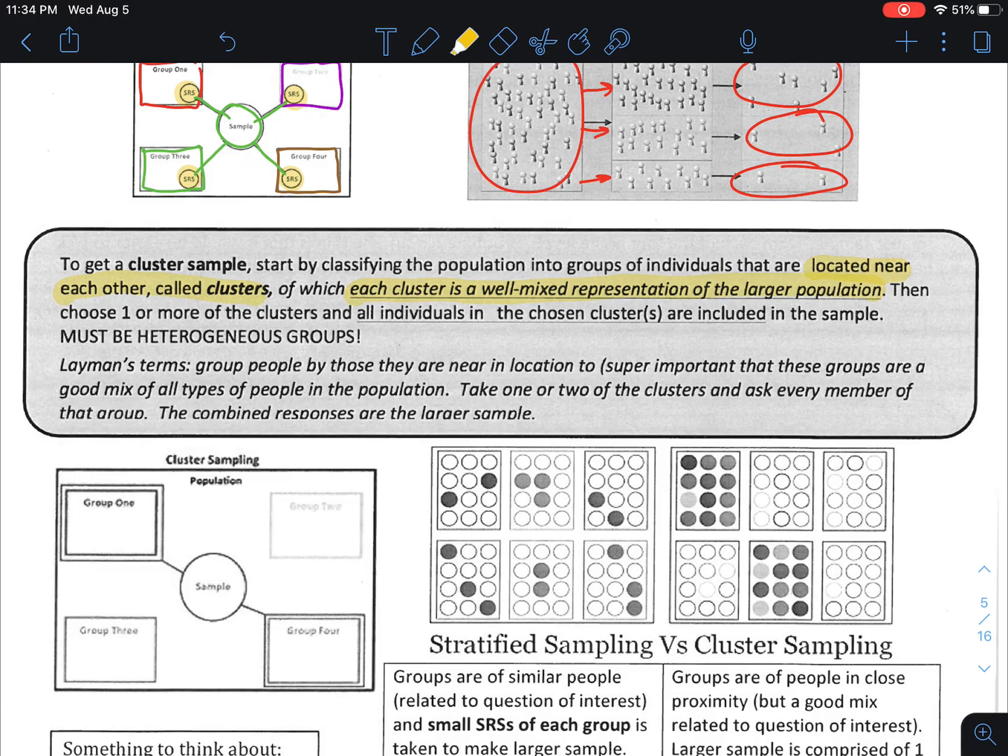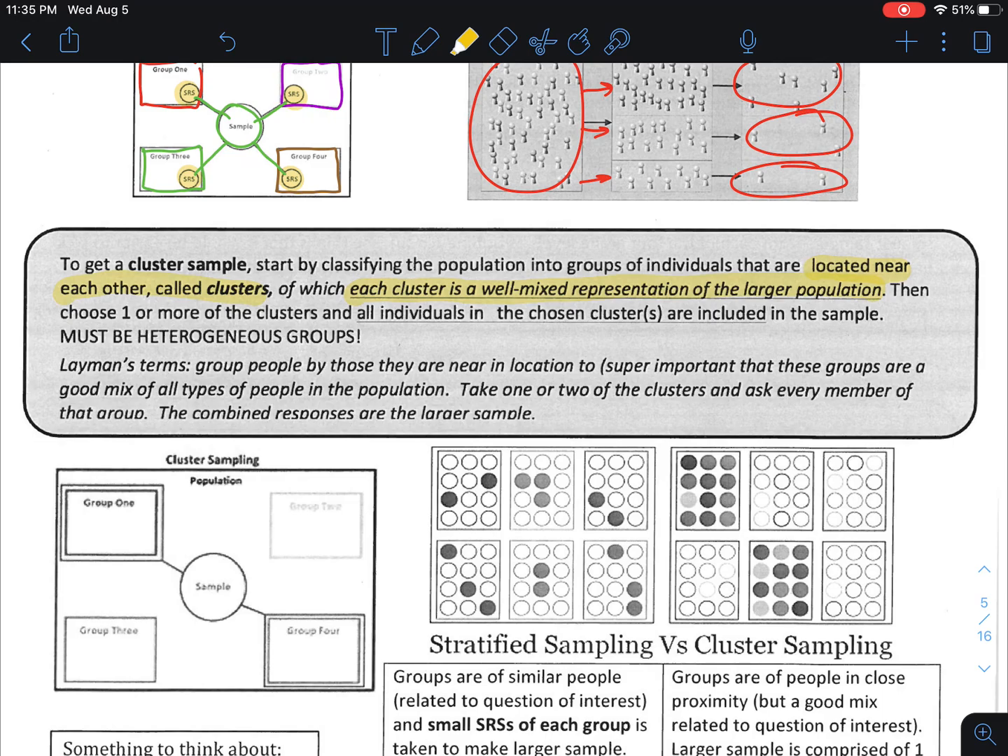Even though those people are really close together, if I'm looking at average SAT score, that's not a well-mixed representation of the larger population, because most of those people have a higher than average SAT score. So it needs to be a good mix. All right, so let's understand that first. They're located near each other, and it's a good mix of the population.